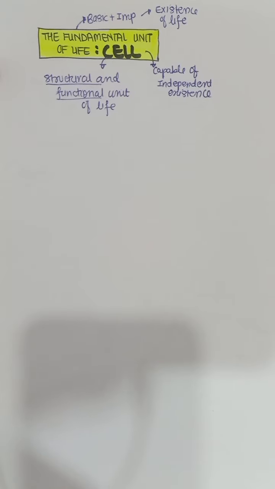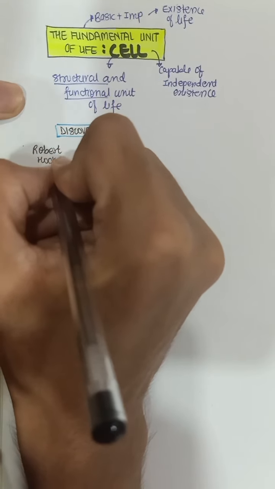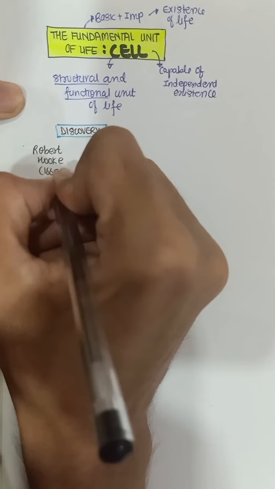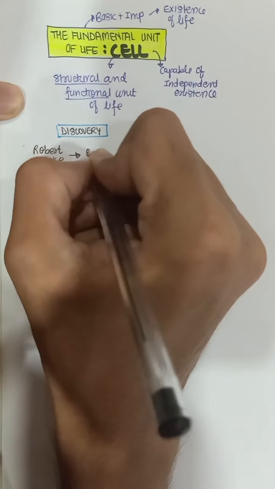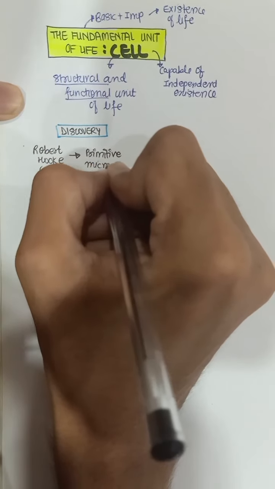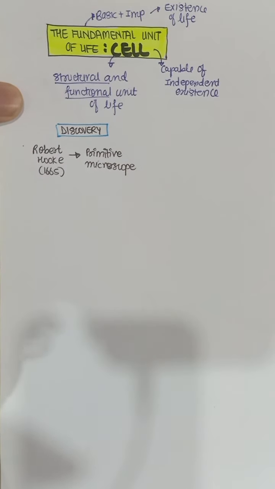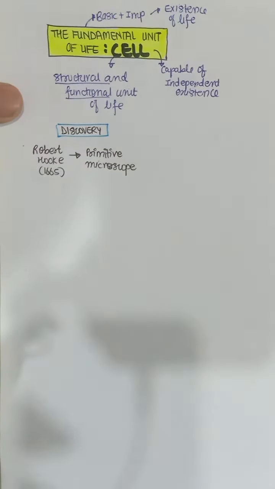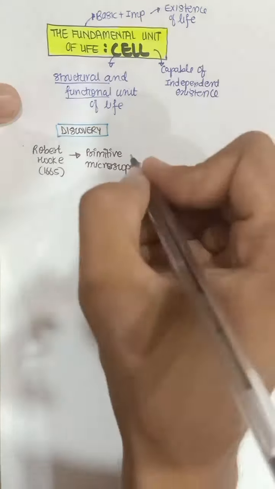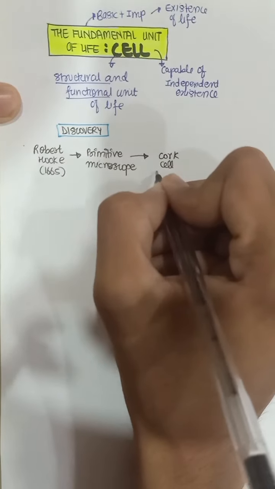Now, let me tell you about how the cells were discovered. So there was a scientist named Robert Hooke. In 1665, he made his own microscope. It was a primitive microscope because at that time no microscopes were available. He made this to observe the diversity around him. He saw some cork cells under the microscope.